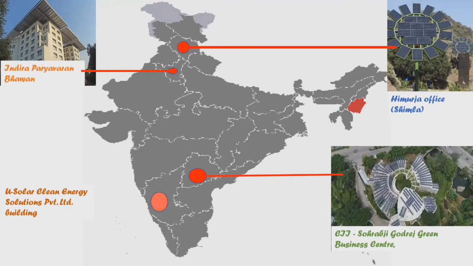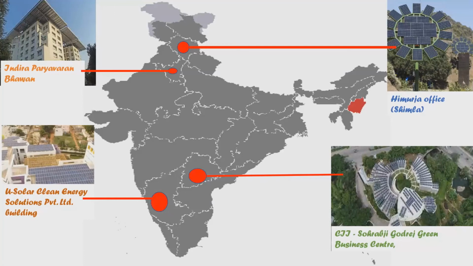The last but not the least is U Solar Clean Energy Solutions, a Bengaluru-based clean energy enterprise, which has installed the largest building integrated vertical solar system into its existing building. Next slide.